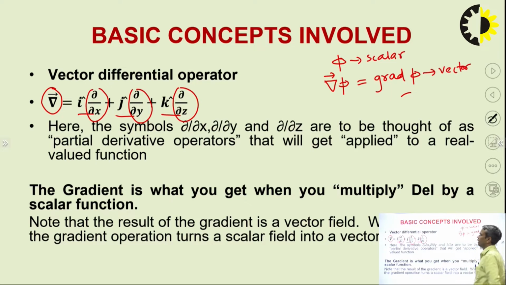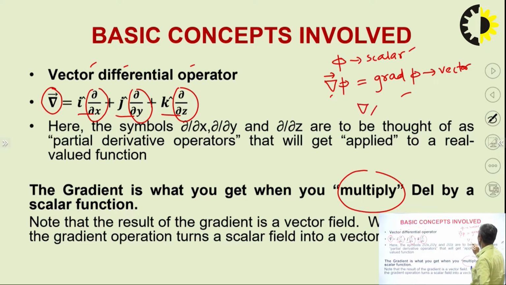So, how can a scalar quantity be related to a vector? Through this operator which is known as vector differential operator. Gradient is what you get when you multiply del by a scalar function. This is not exactly multiplication, but application of an operator on a function. Sometimes we apply it on a scalar, sometimes on a vector.